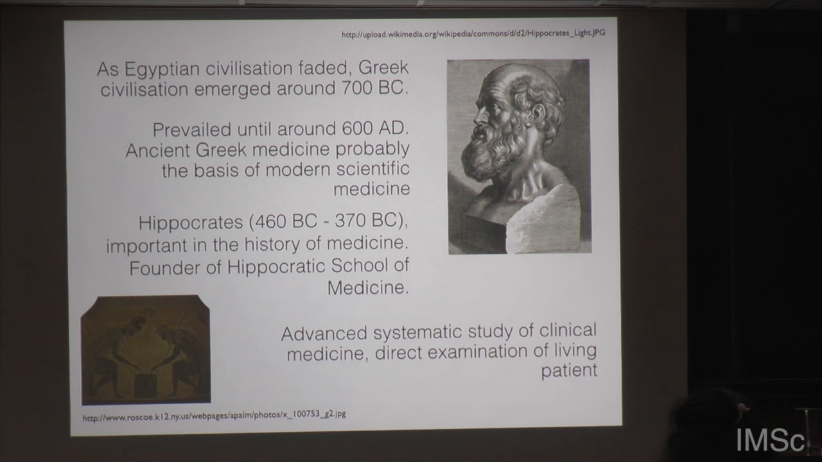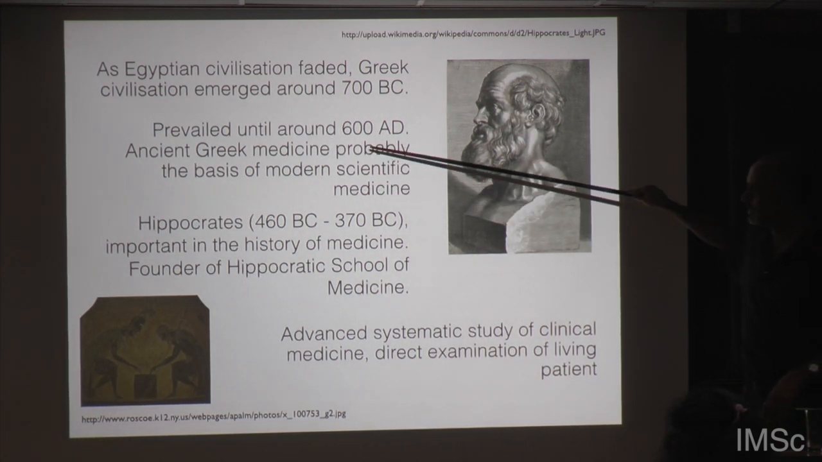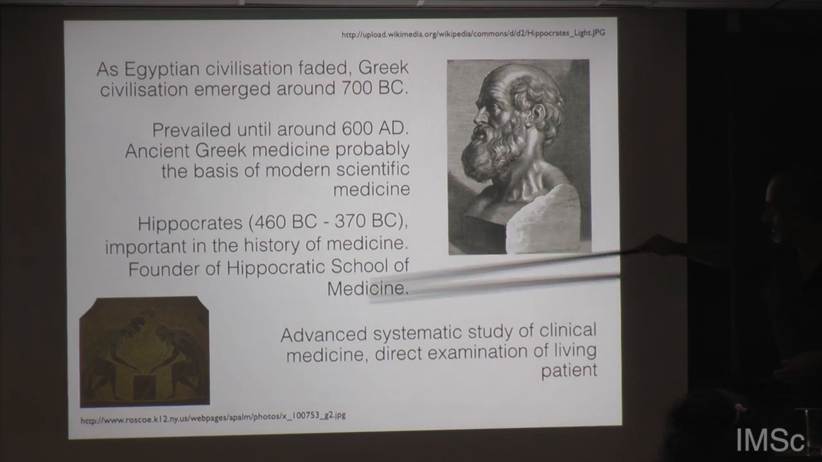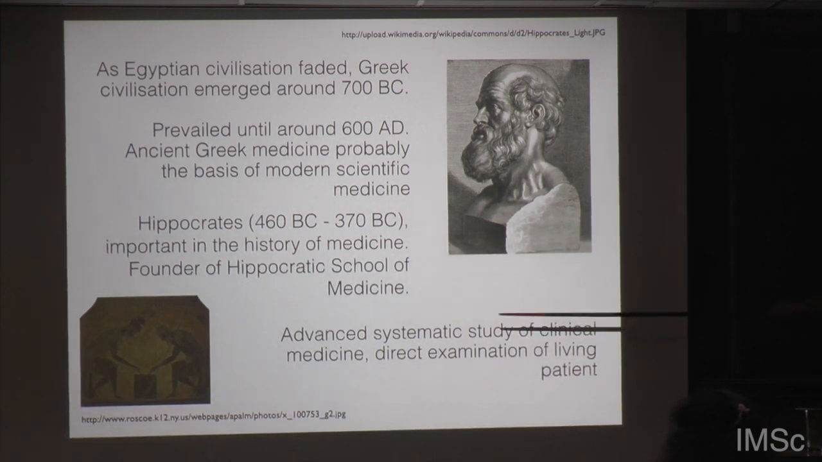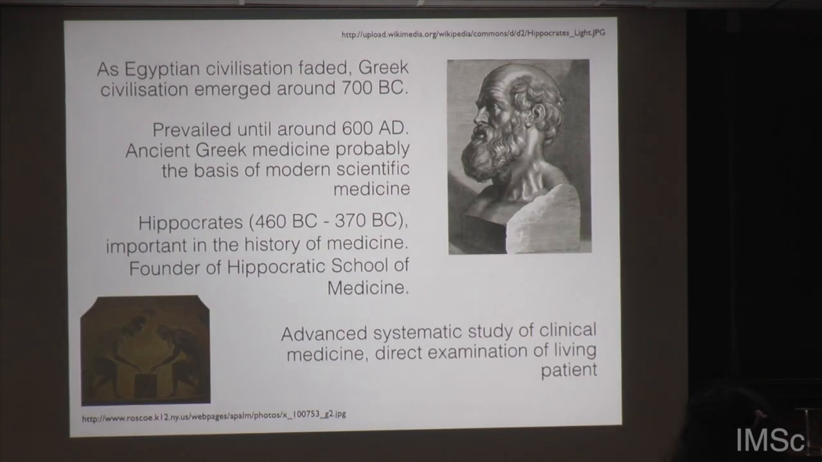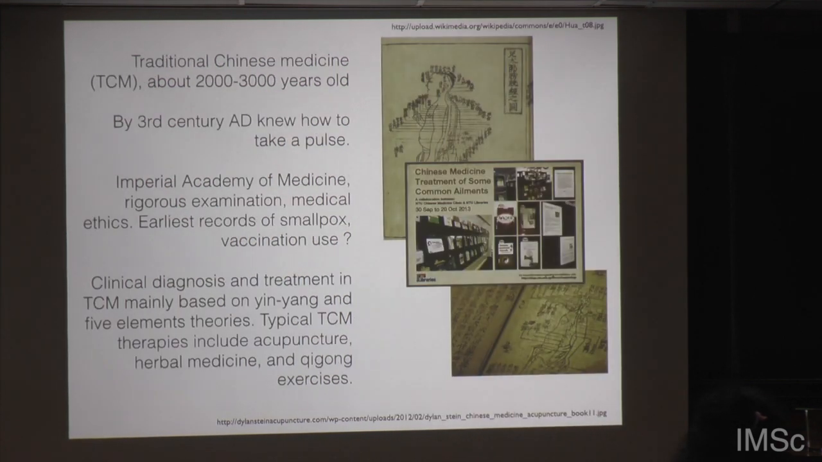Of course, as the Egyptians faded, the Greeks arose. And much of what we think about as modern scientific medicine, there's a direct line from the Greeks to us. Hippocrates is very important in the history of medicine. He founded a school of medicine, the Hippocratic School of Medicine. And he did a very systematic study of clinical medicine, actually introducing the direct examination of a living patient as a way to understand disease. And of course, you've heard of the Hippocratic Oath that every medical professional must take, that sets the bounds on the way they should interact with their patients.